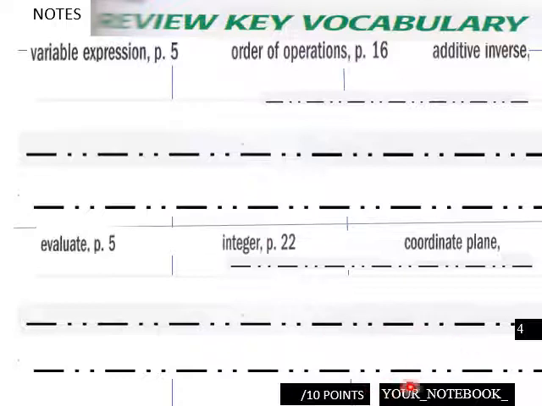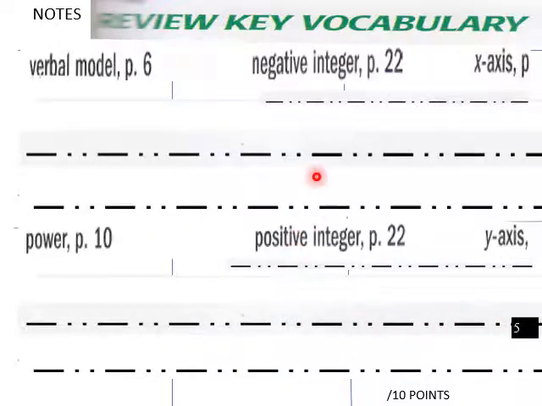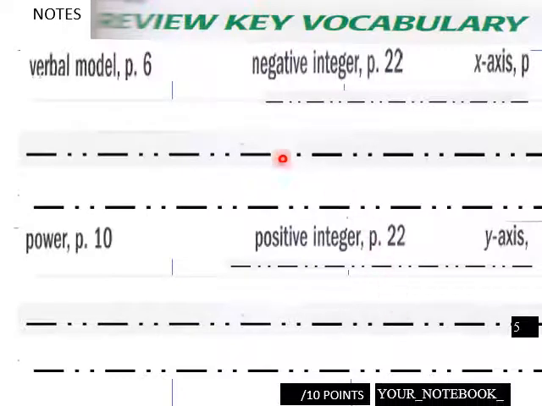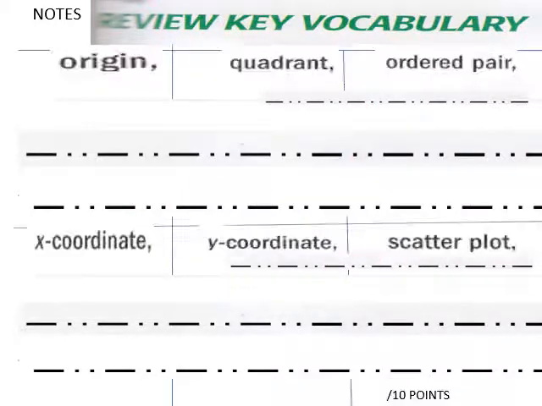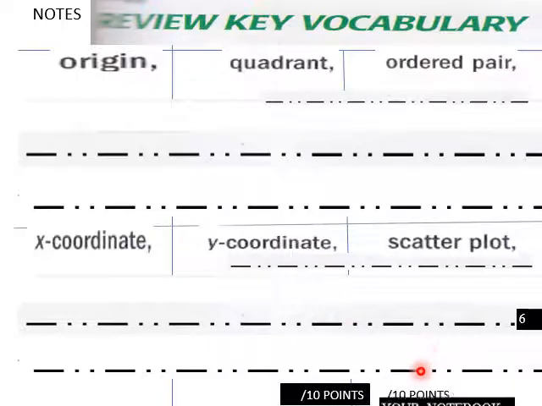Page 4, 10 points on your notebook. These terms here, define them in your own words. 10 points here for page 4. Page 5, same thing. Define these terms: verbal model, positive integer, y-axis, power. We've covered this now for a while. And then page 6, same thing. Definitions here. Define each of these terms in your own words.